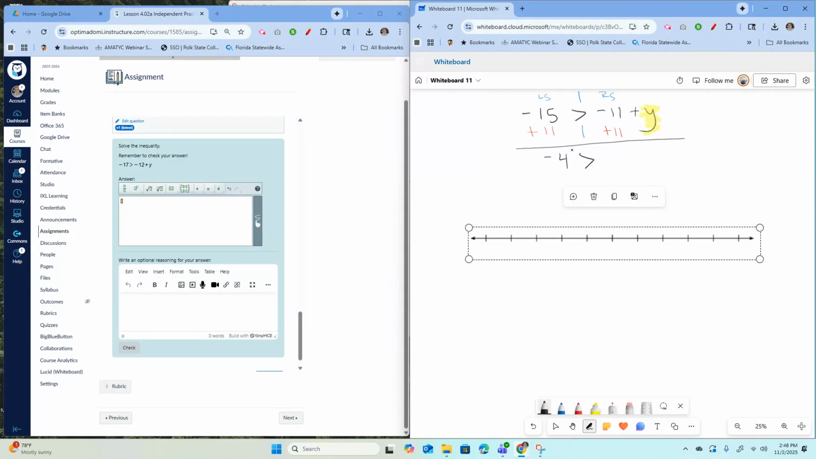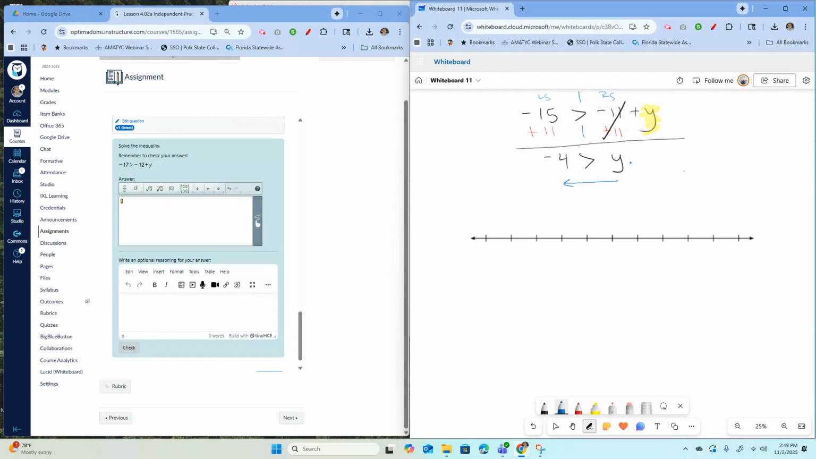Drop the greater than symbol or the arrow. Negative 11 plus 11, that's 0. So this crosses out and then drop the Y. And look, I got the Y by itself, which is what I want, okay? But what I'm going to do now is read this backwards, because when I do the graph, I want the letter on the left side, not on the right side of the inequality. So I'm going to have to read this backwards.